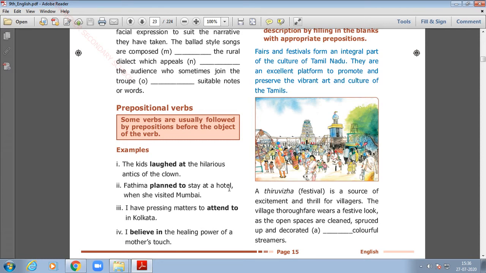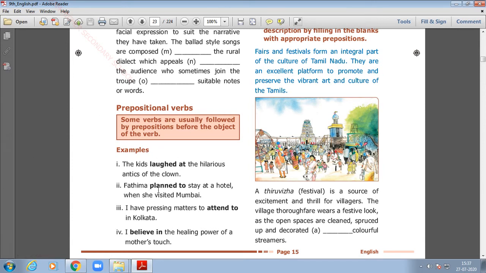Fatima planned to stay at a hotel when she visited Mumbai. Just look at the words there. So more than one word you call a phrase, and one is a verb and the other one is a preposition. Hence this can be called a phrasal verb too. Got it, children? So more than one word you call a phrase, and this phrase has some meaning but not a complete meaning. But whenever you have a verb with a preposition, you call it a prepositional verb, or you may call it a phrasal verb.